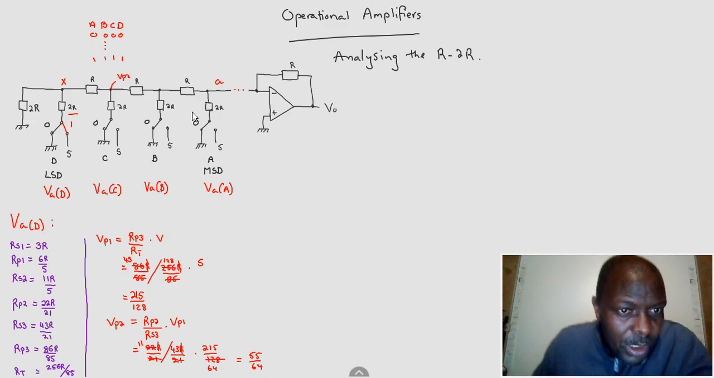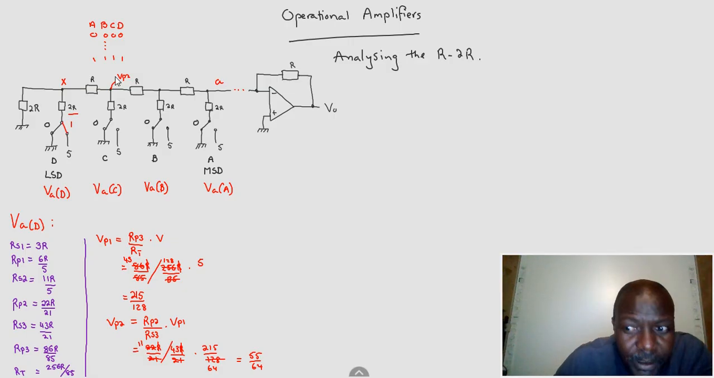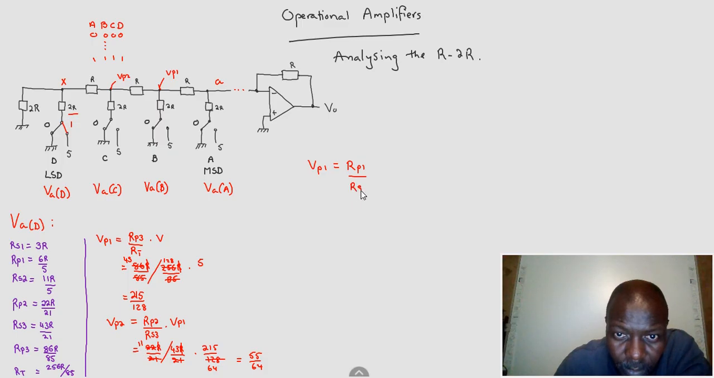Now, we've got the voltage here, V parallel 2. What we want now is the voltage here, which is V parallel 1. So what is V parallel 1? It is R parallel 1 over R series 2 times the voltage V parallel 2, because they are sharing that voltage. This resistor and that network are sharing that voltage.